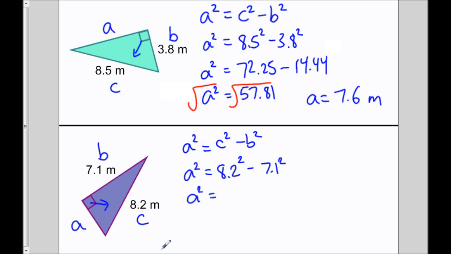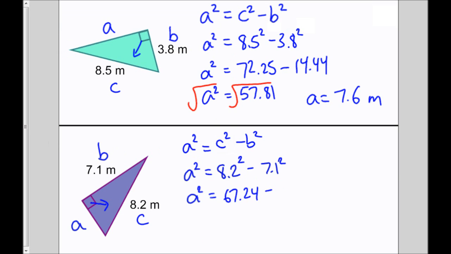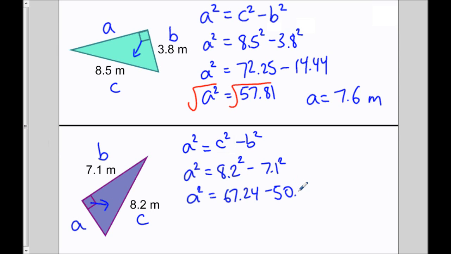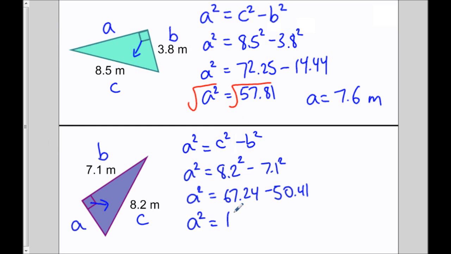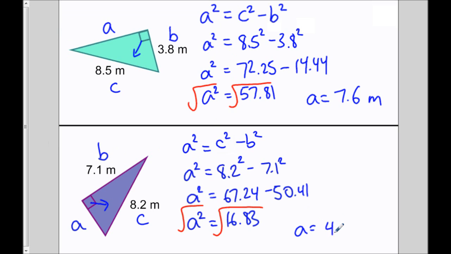So A squared is equal to, well, we'll just figure this out. That's 8.2 squared. So 67.24 minus 7.1 squared, 50.41. So A squared now, we're going to subtract those two numbers. So 67.24, take away 50.41, 16.83. Now again, we want to get A from A squared, so we're going to take the square root here. And 16.83, if we take the square root, we get 4.1. So A here is 4.1 meters.